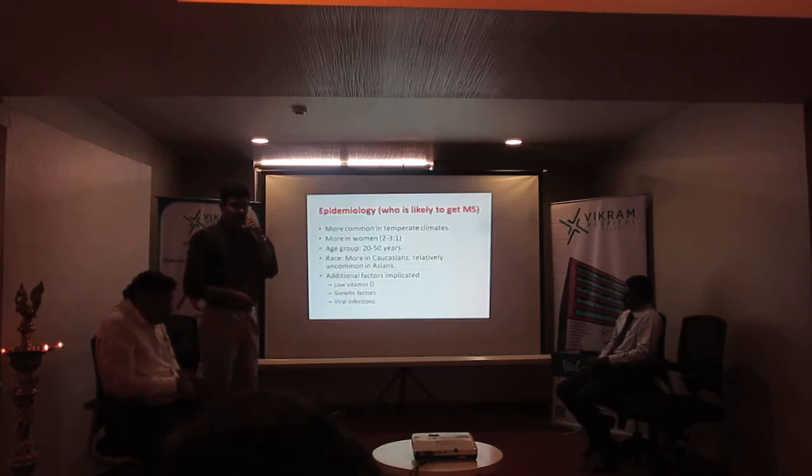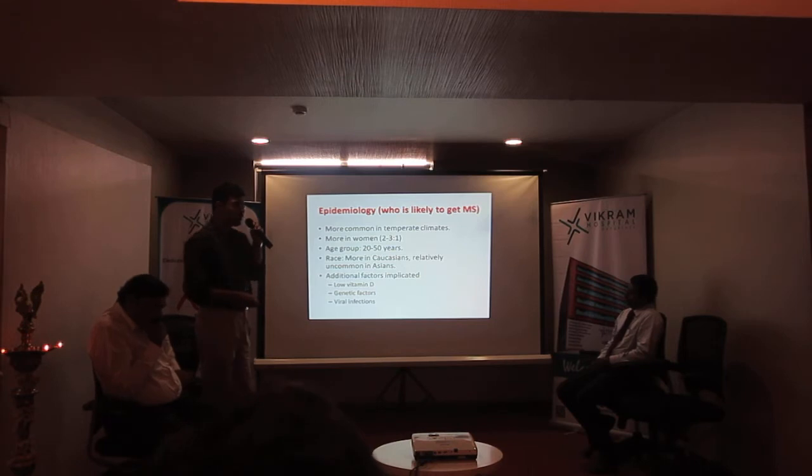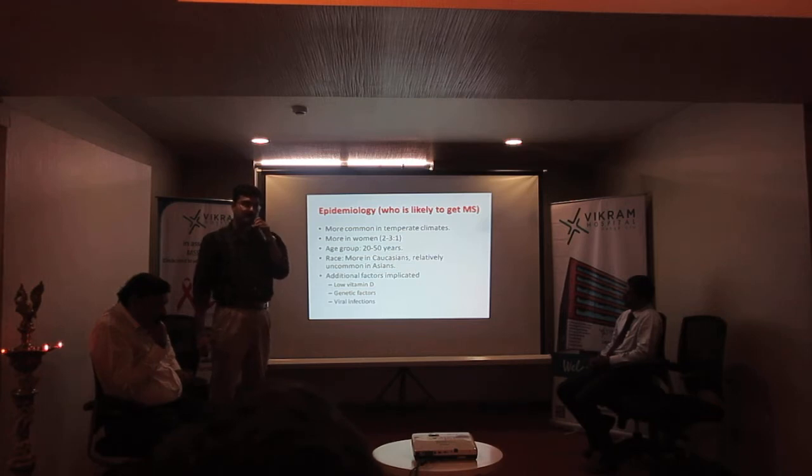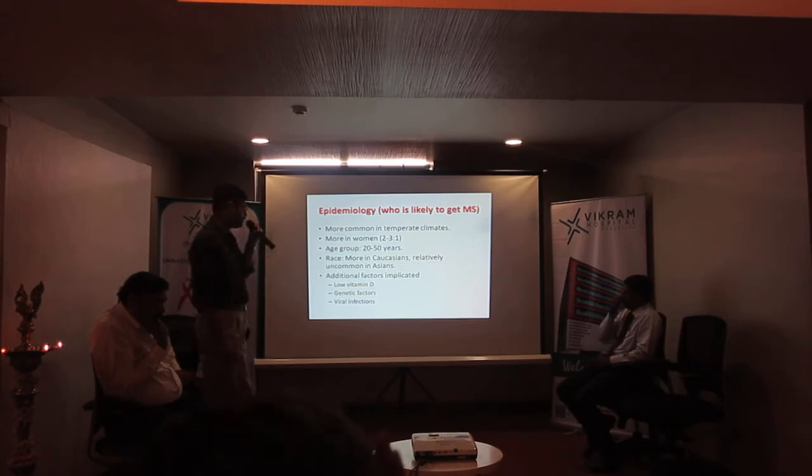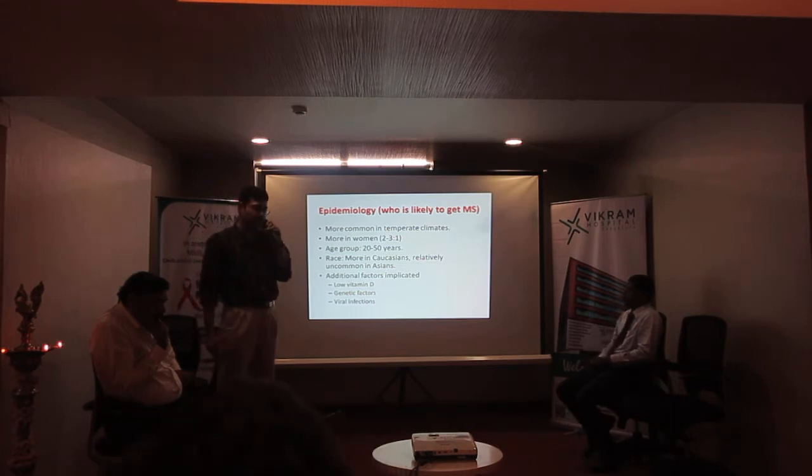So who is likely to get MS? It's more common in temperate climates. It's more common in women. There is a slight preponderance in women. Women are about twice as likely as men to get MS. The age group is generally between 20 to 50 years. It's so far been more commonly recorded in Caucasians, and it's relatively uncommon in Asians, although the scenario is changing.